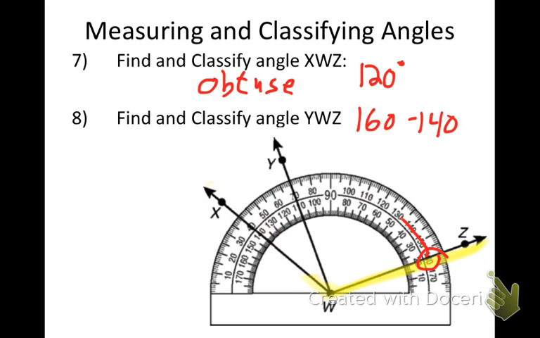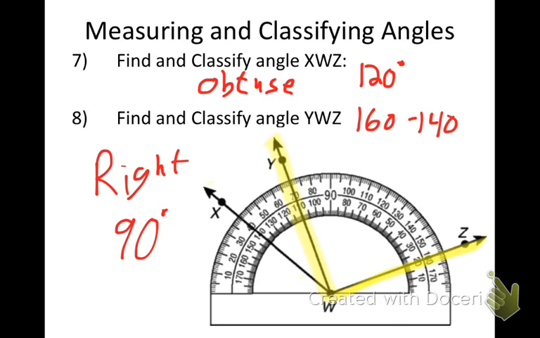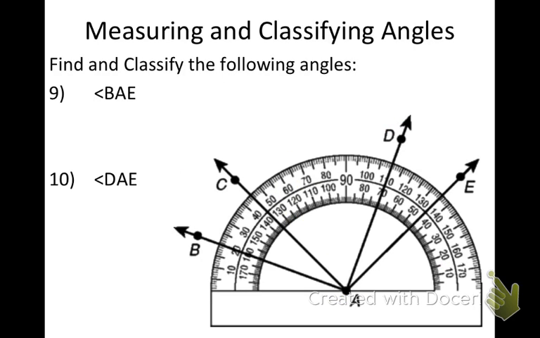All right, number 8 says, find and classify angle YWZ. So here's YWZ. Reed, what do you suppose that angle is? That is a right angle. How many degrees is a right angle, Reed? 90. That is 90 degrees. Nice job. Try these two. Same idea. Find and classify the following angles. Take a couple seconds to try these two.